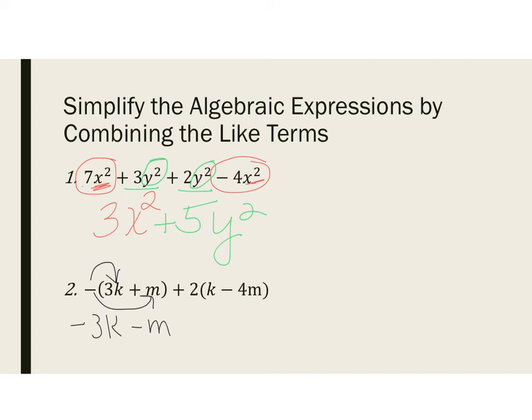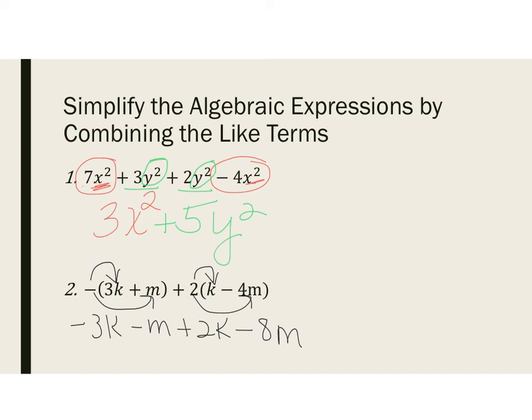I also have a grouping symbol in this second set of terms here, and it has a 2 out in front, so I have to distribute the 2 to everything inside. So 2 times k is 2k, and 2 times -4 is -8, and there's an m attached to it. Now look to see if I can simplify.